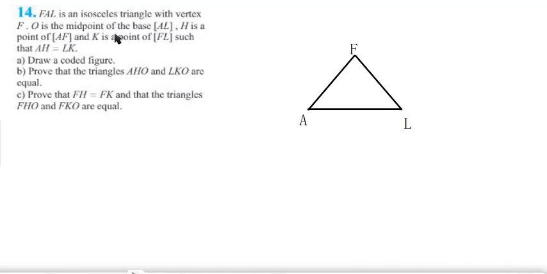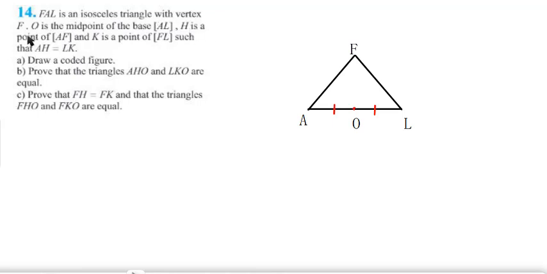O is the midpoint of the base AL. So if we measure the length of AL and we put the midpoint between A and L, which is O. Let's mark it. AO is equal to OL. Always use the marks, which will help you during the proving.